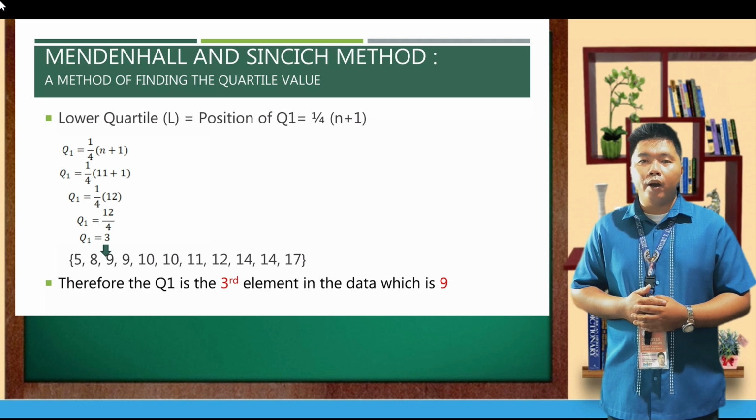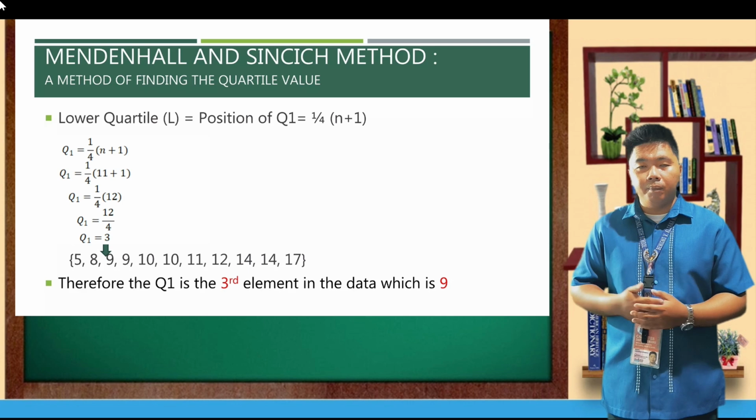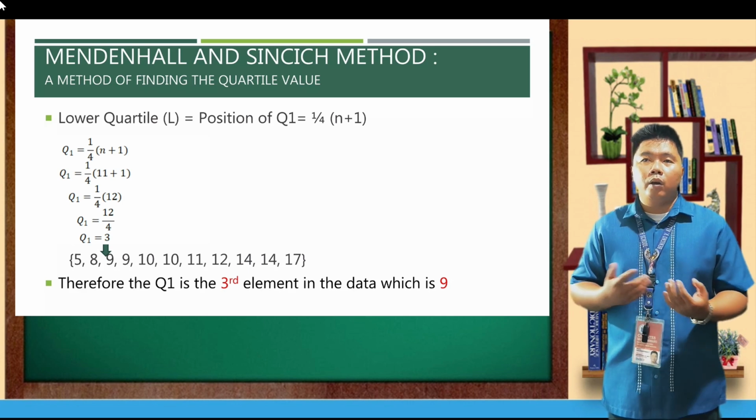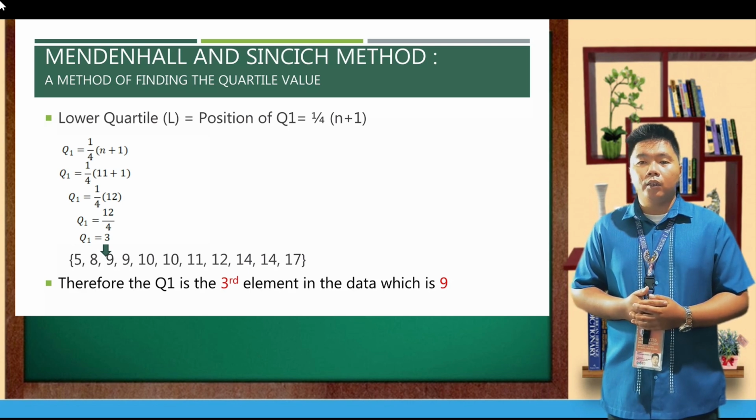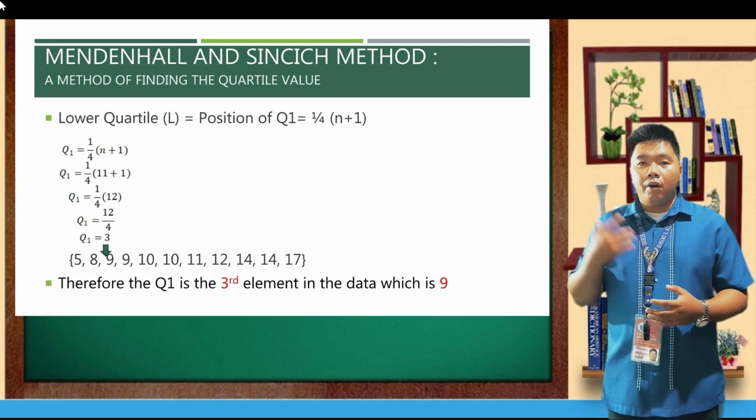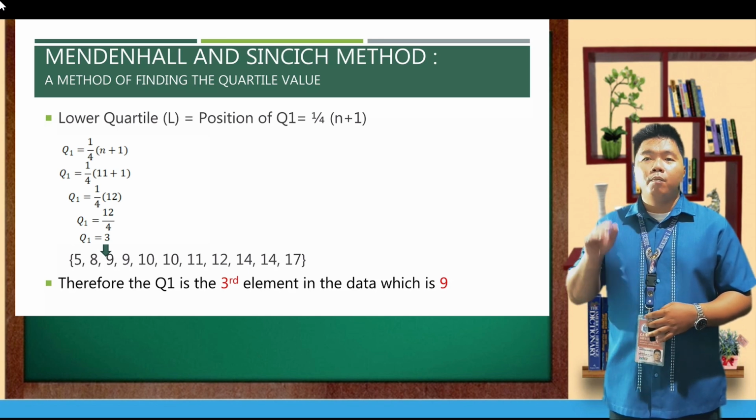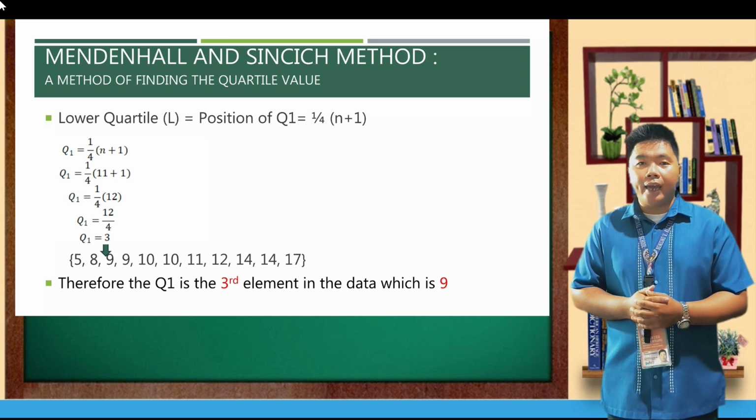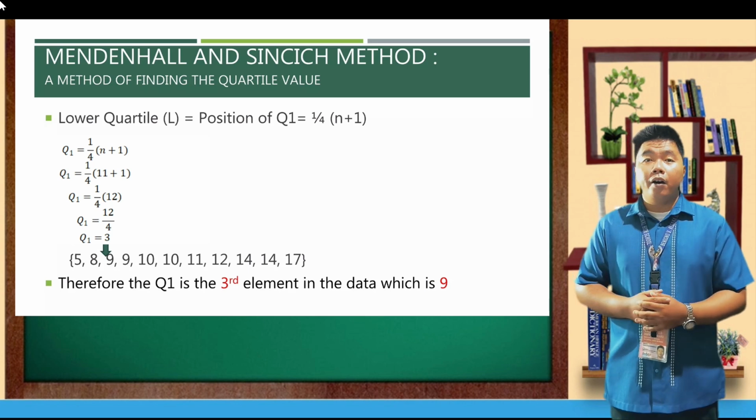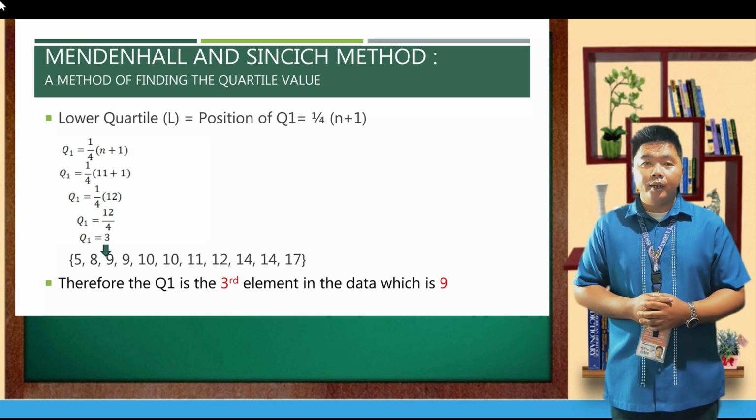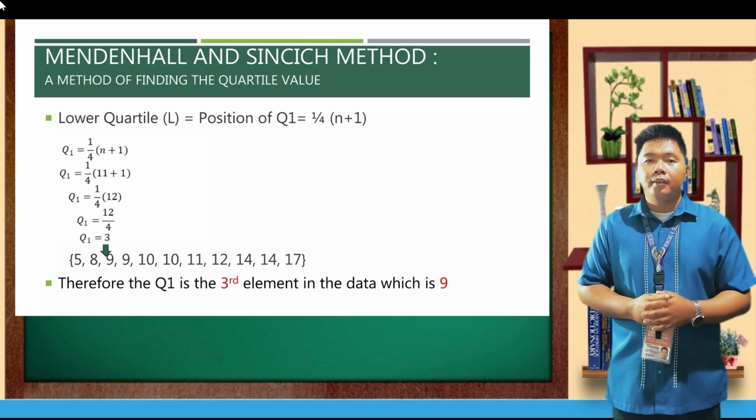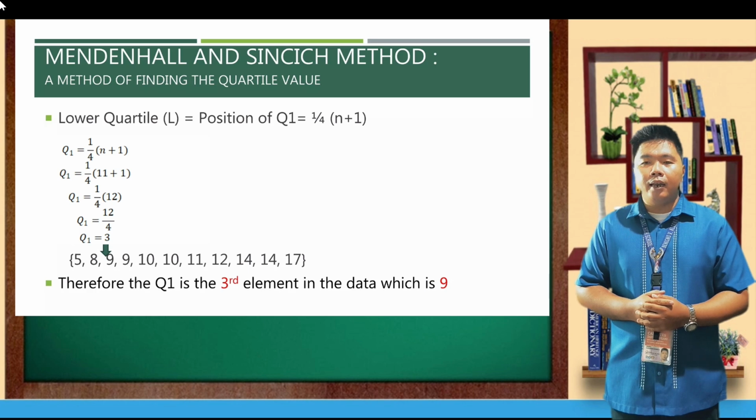So what is the 1/4 of 12? If we are going to simplify that, that is simply 12/4. So 12 divided by 4 is simply equal to 3. So since our Q sub 1 is equal to 3, that is not the answer. That is the position where we can find the answer. Since we are solving for the position, that means 3 is at third. So that means our first quartile is at the third from the given set of data.